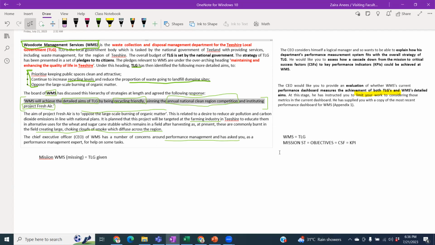Now you have to write it. And it needs courage to say that the WMS mission statement is missing, because students are usually scared of saying that something is missing here. But we have to tell the examiner that, look, the mission statement of WMS is missing, so obviously we cannot connect it. The TLG mission statement is given, and we can emphasize the importance of the mission statement: it gives the overall direction and defines the direction of the organization, company, entity, or institution. Then it comes to the objective.